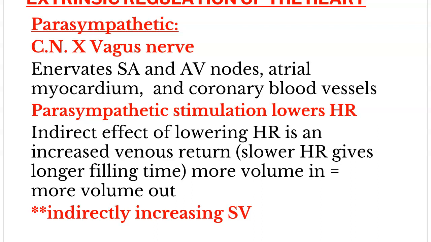Parasympathetic stimulation, on the other hand, is only going to affect heart rate, as we mentioned earlier. Cranial nerve number 10, which is the vagus nerve, innervates the SA node, sinoatrial node, and the AV node, atrioventricular node. It also innervates the atria, the myocardium, and some coronary blood vessels. Parasympathetic stimulation lowers heart rate, indirectly affecting stroke volume when you lower the heart rate. So there's an indirect increase in stroke volume.